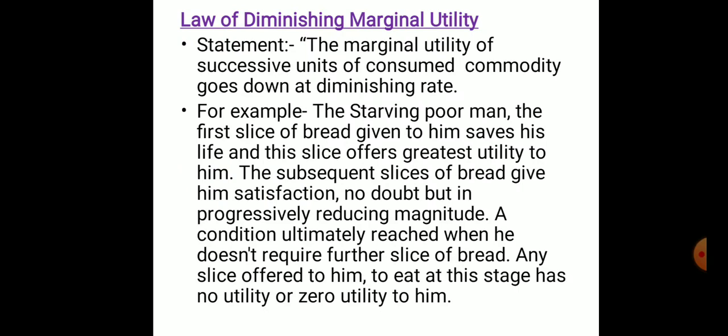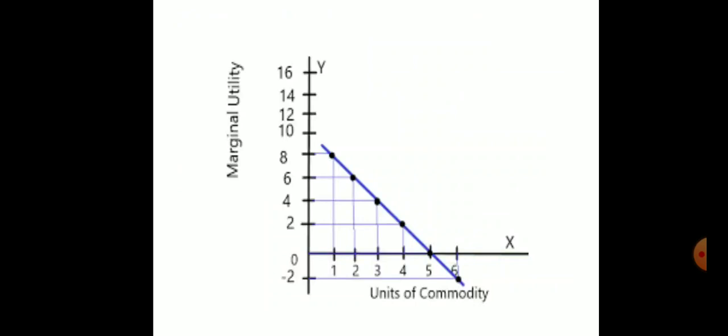This can be explained by plotting a graph of marginal utility versus units of commodity. Here we can see that the first slice of bread offers a starving man a utility of 8 units. The second slice offers a utility of 6, and likewise we can see that the sixth slice does not offer him any kind of utility. So this is called the law of diminishing marginal utility.